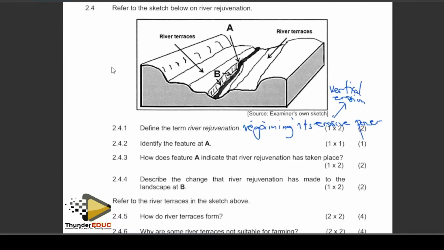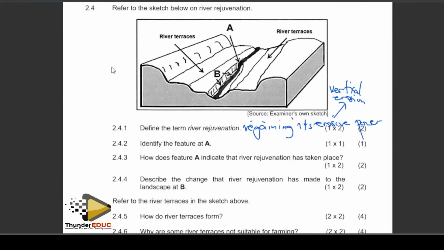But however, because of some different factors, like for example, an increase in rainfall, or factors like a drop in the sea level, or factors like stream piracy, the river now regains its erosive power and starts to erode vertically, deepening its channel, creating those different landforms that we might talk about in the discussion as we proceed. Right, that is the concept.